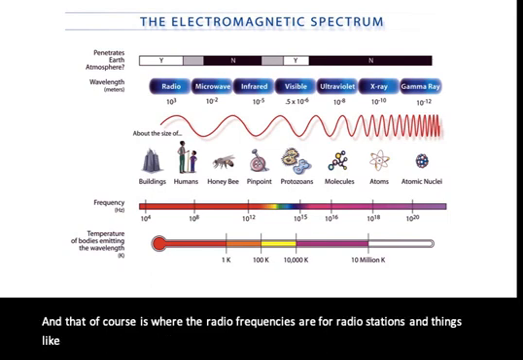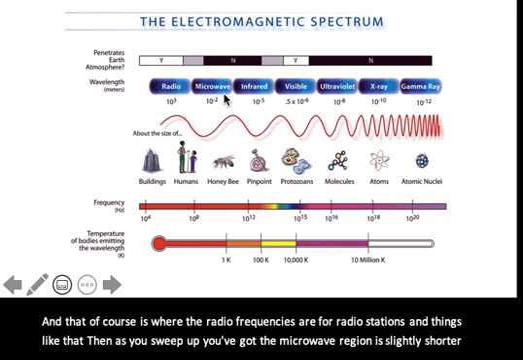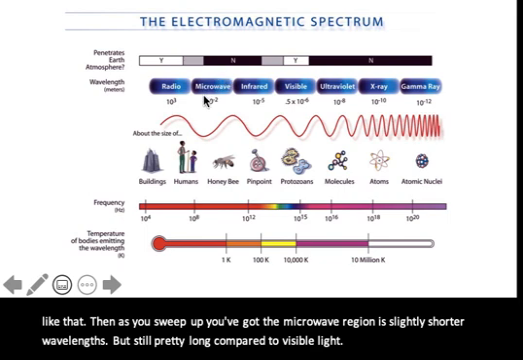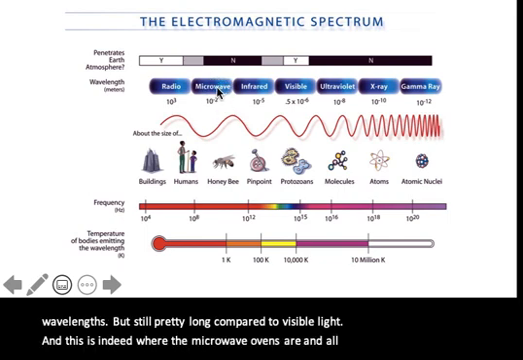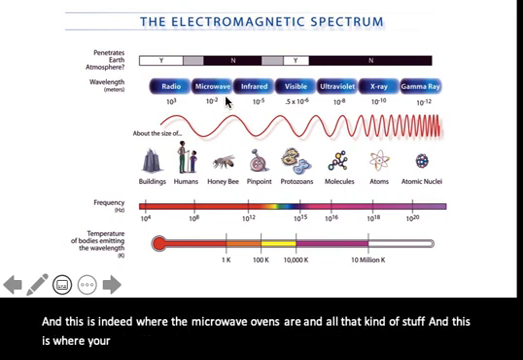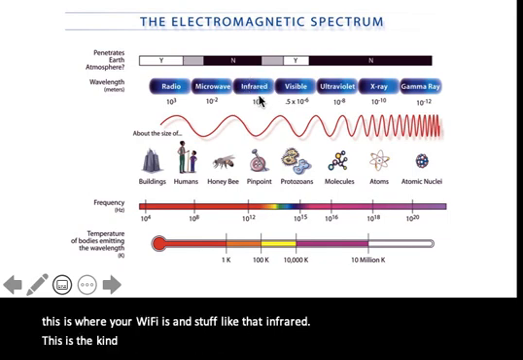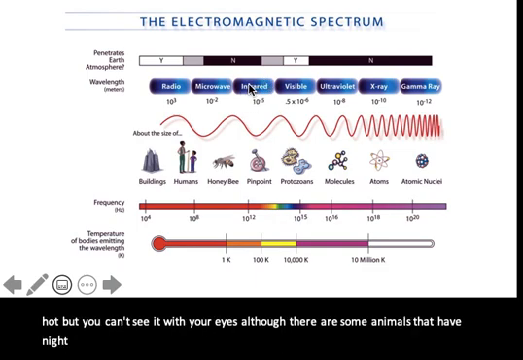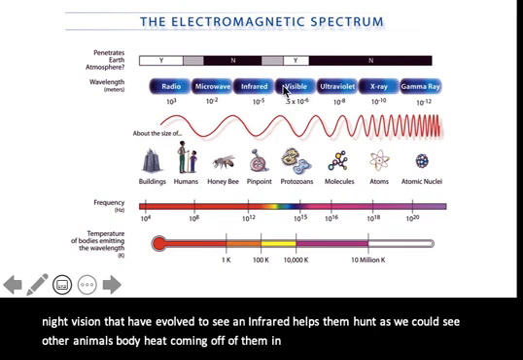Then as you sweep up, you've got the microwave region, which is slightly shorter wavelengths, but still pretty long compared to visible light. And this is indeed where the microwave ovens are and all that kind of stuff. And this is where your Wi-Fi is and stuff like that. Infrared, this is the kind of radiation that you can feel that's coming off of something that's hot, but you can't see it with your eyes, although there are some animals that have night vision that have evolved to see in infrared. It helps them hunt because they can see other animals' body heat coming off of them in the night. And then we've got the part that's so important to human beings.